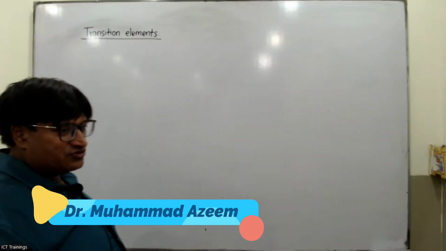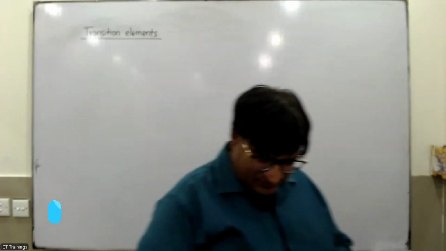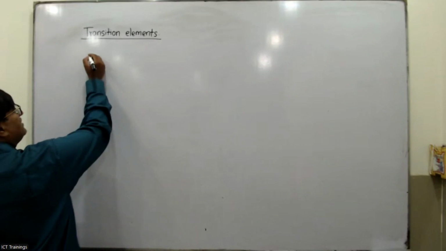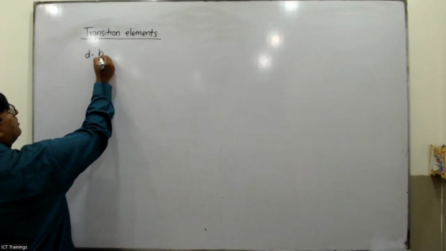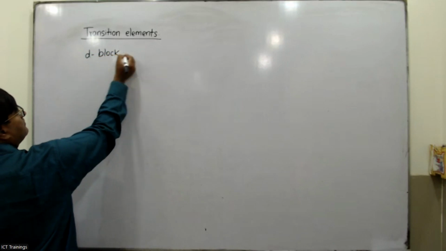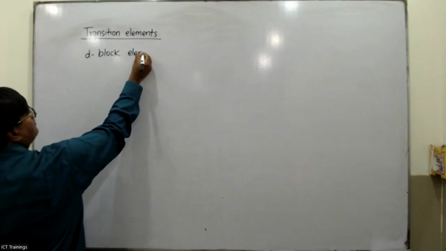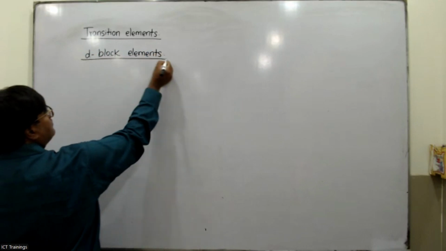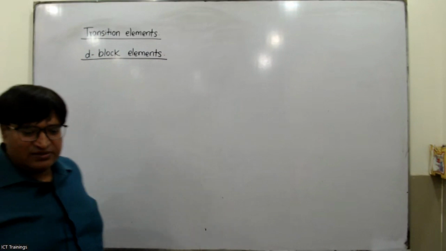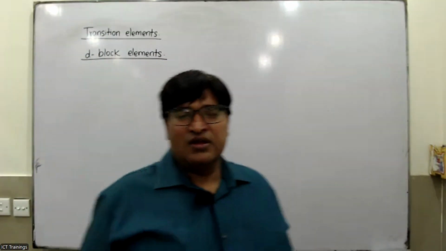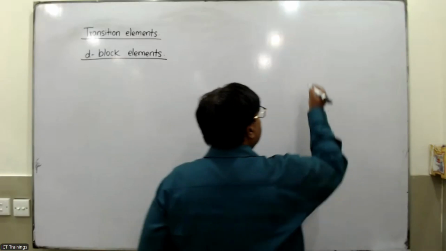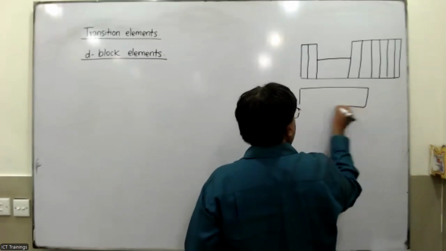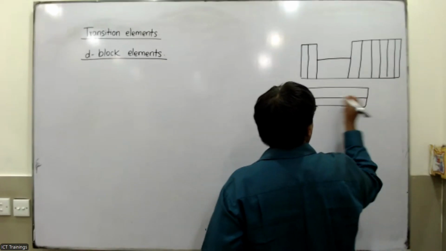Okay, guys, so we are going to start with the transition elements. Before starting this transition element, let me tell you about the D block elements. Okay, so D block elements. I'm going to draw a periodic table up here. This is the sketch of the periodic table.